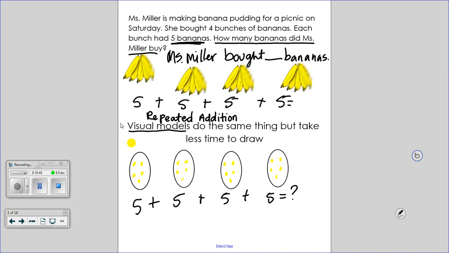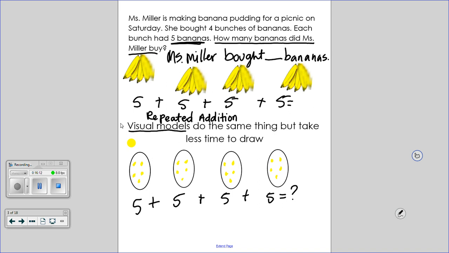Yep, write the same equation again underneath your visual model. Circles and dots is what I usually call that. Circles are our groups, in this case our bunch. Dots are the things that go in our groups, in this case, bananas.